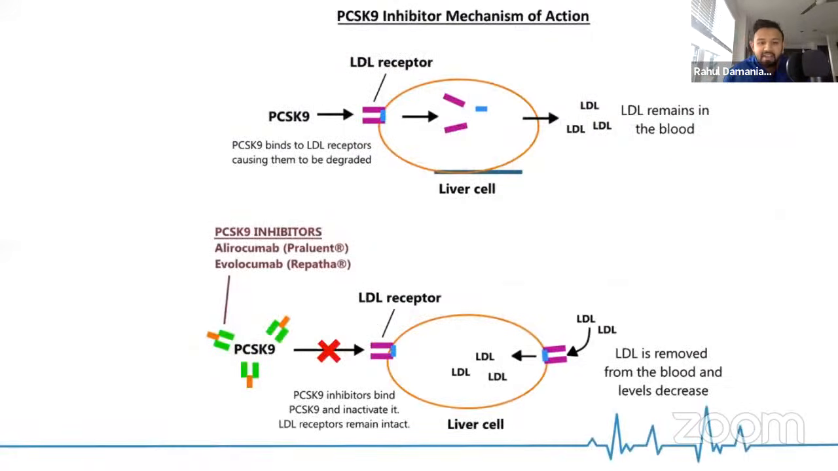This is a little bit of a schematic. Remember that when you're talking about PCSK9, that is going to actually bind to LDL receptors, causing them to be degraded. So if you keep the LDL receptors up on the surface by inhibiting PCSK9, the LDL can be removed from the blood and the levels decrease. Persistent LDL receptor, that is what the PCSK9 inhibitors do.